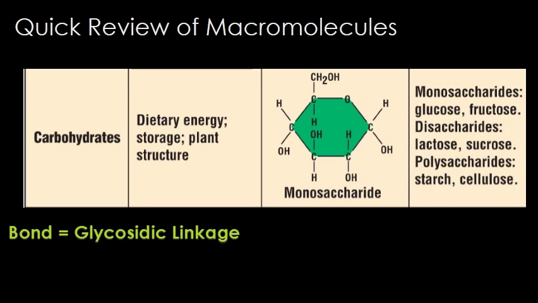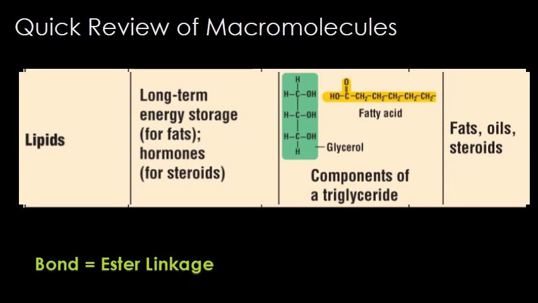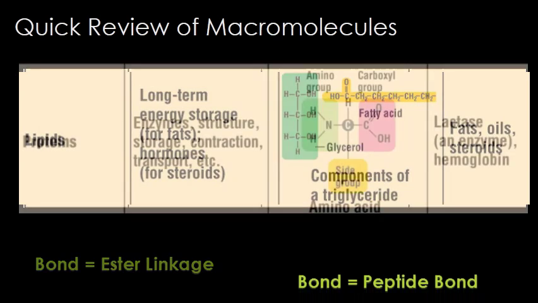Now for a quick overview of macromolecules. The first macromolecule is a carbohydrate, which we see as structure and energy components. The monomer is a monosaccharide, and the polymer depends on how many sugars you put in. The bond name is a glycosidic linkage. Lipids are long-term energy storage, hormones, components of cell membranes, and so on. They have more than one monomer, therefore they are not polymers. Fats, oils, and steroids are all examples of this, and their bond is called an ester linkage.